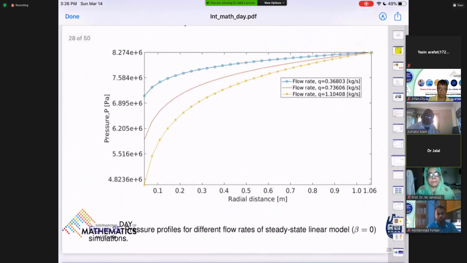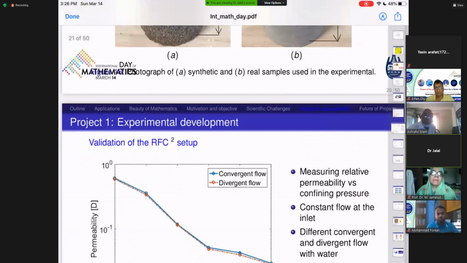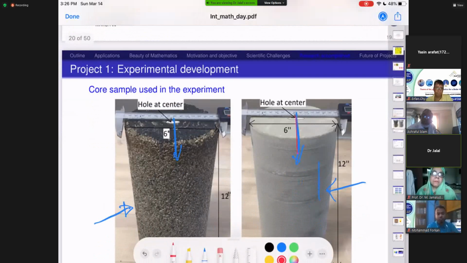This is another verification for the different flow rates. If the flow rate increases, how does the pressure drop change with the radial distance? So what is the radial distance? If I go back here, I have the production hole here. So this is the radial distance, because this is the radius of a circular cylinder.